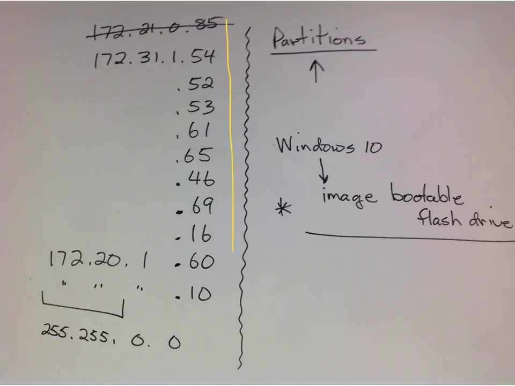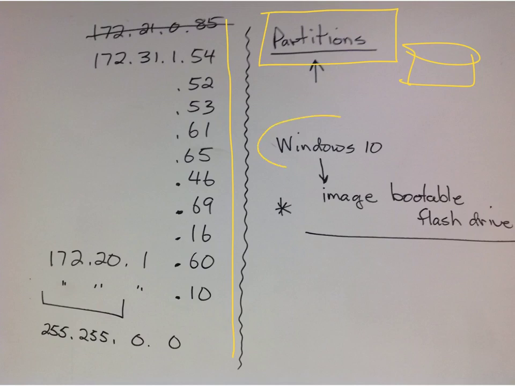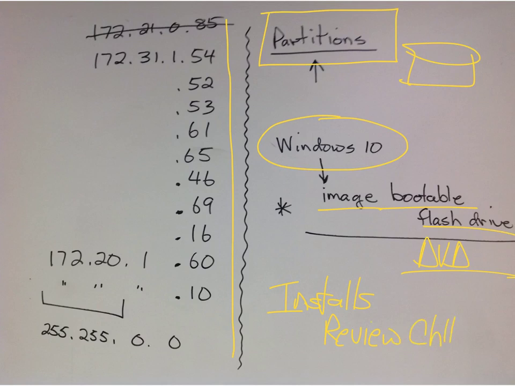We did some work on the machines with addressing, and we talked a little bit about partitions, partitioning a hard drive for your installs, and we talked a little bit about Windows 10, creating an image on some bootable, either a flash drive or a DVD. And then Wednesday we're going to do the installs. Do the installs, and we'll review also Chapter 9. So that's it.